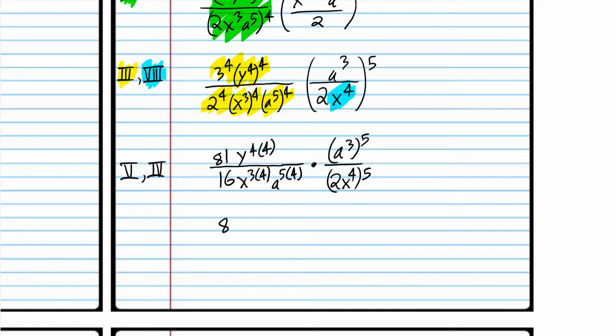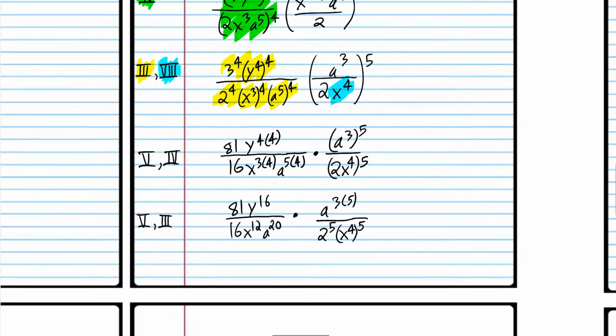Alright, so we're simplifying. We have 81 y to the 16th and 16 x to the 12th, a to the 20th times a to the 3 times 5, using rule number 5 again. And so let me write that down. We're using rule 5. And in the bottom we're also going to use rule number 3 again, because we have a product raised to a power, so we take each factor in the product and raise it to that power and then multiply the results.